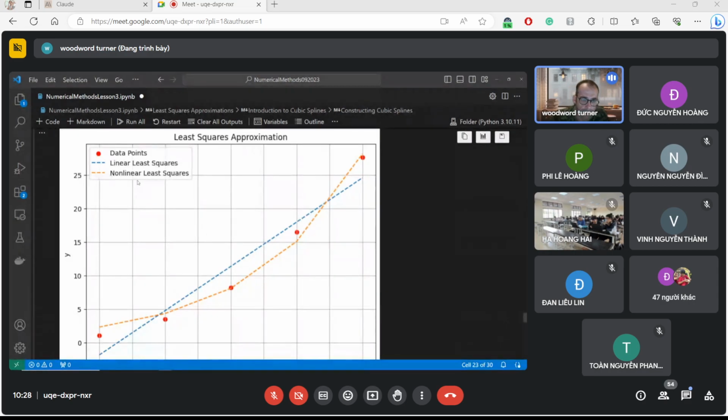And so we see the nonlinear least squares does a much better approximation of the data points. So, these gaps between the actual values in red and the predicted value on the orange curve are a lot smaller than they are between the actual value in red and the predicted values on the blue curve. So that's the comparison between linear and nonlinear least squares.